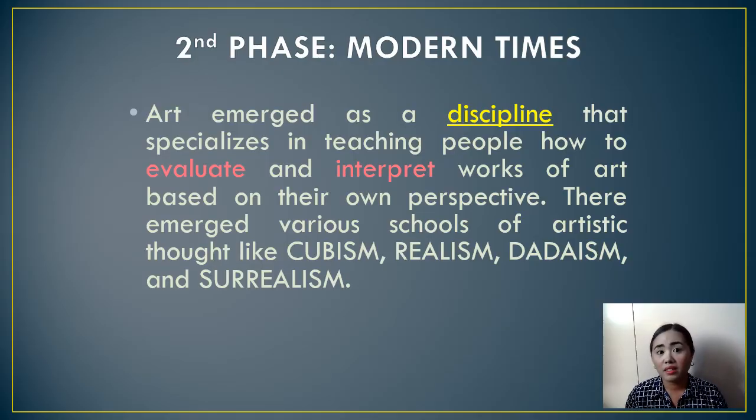Art emerged already as a discipline that specializes in teaching people how to evaluate, critique, and interpret different works of art based on their own perspective. That is what we are doing in Humanities 101. You are being taught how to appreciate and how to critique different forms of art. There emerged also various schools of artistic thought like Cubism, Realism, Dadaism, and Surrealism. These different schools of thought we will be delving deeper into once we reach the chapter on paintings.